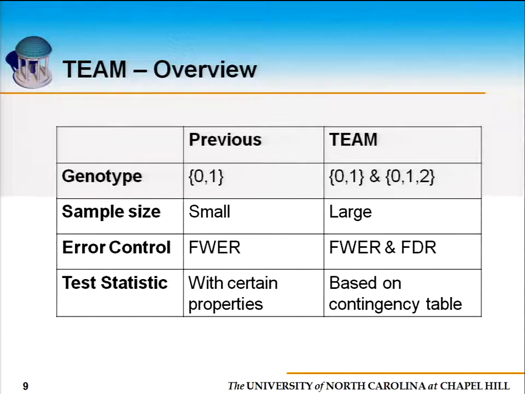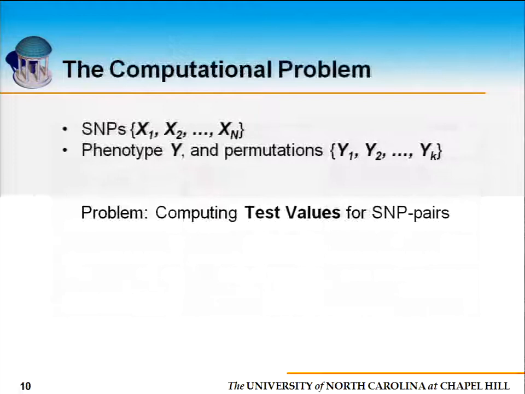And for the statistics that can be used, the previous approach defined the statistic for some properties, but ours can be applied to any statistic that's based on a contingency table. So the computational problem is very straightforward. Given SNPs x and phenotype y and its k permutations, the goal is to compute the best value for all SNPs. That's a very straightforward formalization.